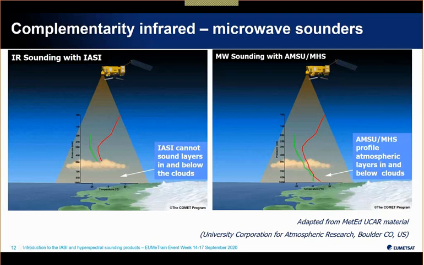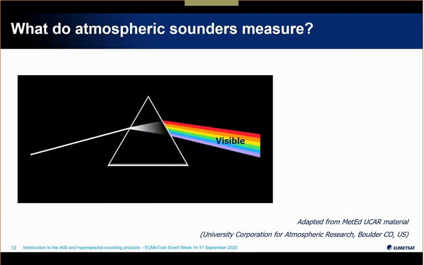Why is this? Because atmospheric sounding with infrared instruments is only possible in clear sky or in the portion of the atmosphere that is above the clouds. With IASI, we cannot sound within the clouds or below the clouds, but the microwave sounders have the ability to probe the atmosphere within and below the clouds in most conditions. So the utilization of the 2 is a big advantage, and we will see that again later.